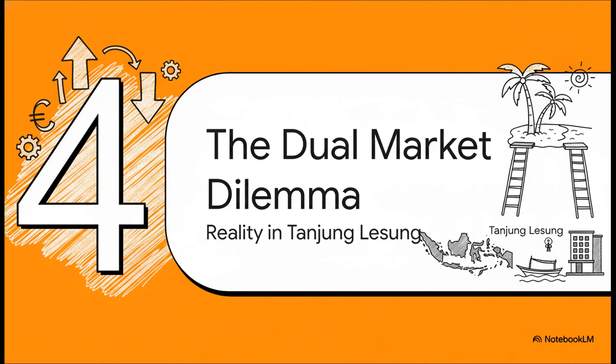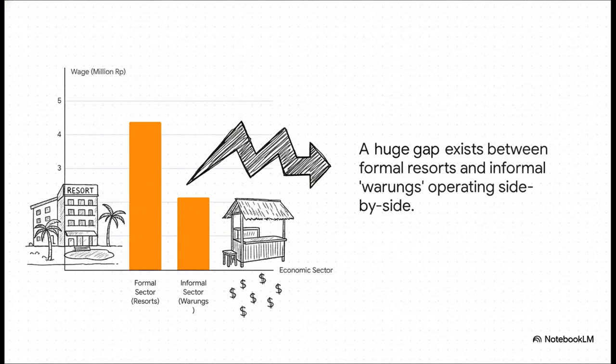Okay, so we've seen the theory, we've seen the two distinct scenarios. Now let's see what happens when these powerful forces all collide in a real place. This brings us to the fascinating, complex reality of a tourism hotspot like Tanjung Lesung. Just look at these numbers for a second. In the formal sector, we're talking the big resorts that play by all the rules, the wages are between 3.5 and 4 million rupiah. Literally right next door, in the informal sector, your local food stalls, your warungs, the pay is between 1.8 and 2.5 million. That is a massive gap. At the low end, you're talking about nearly double the pay, just for working in a different building.